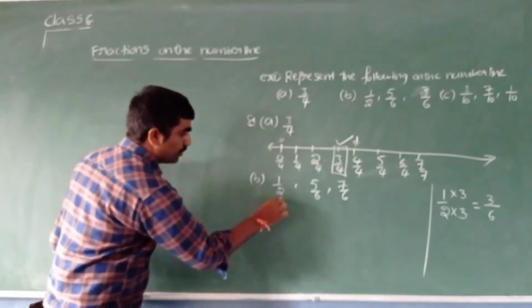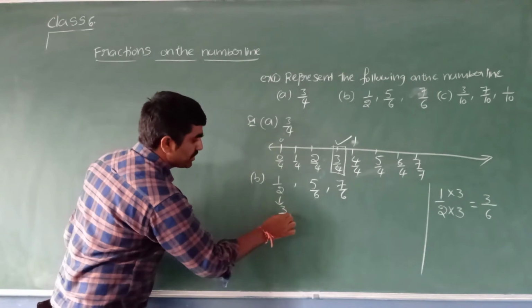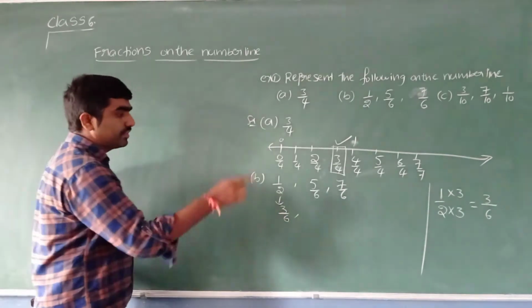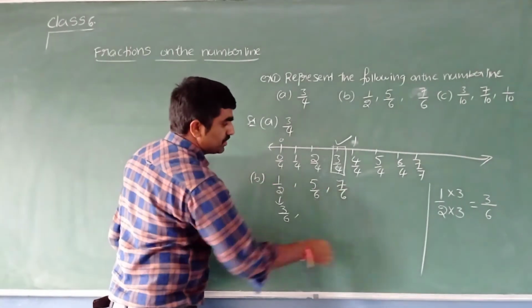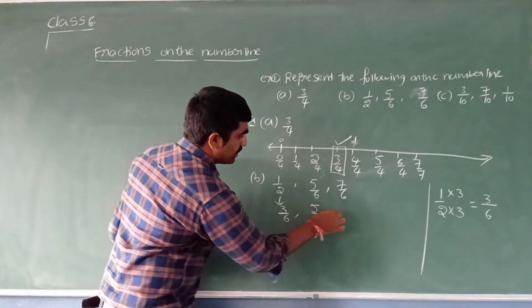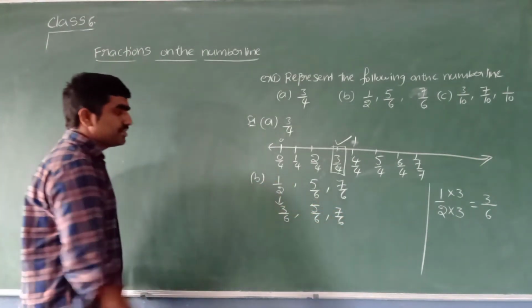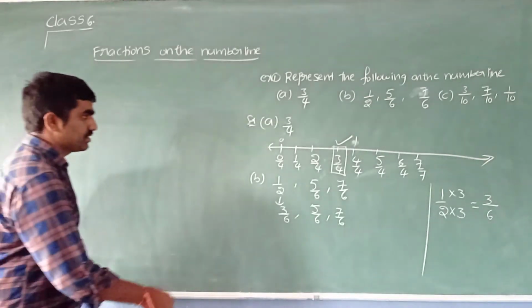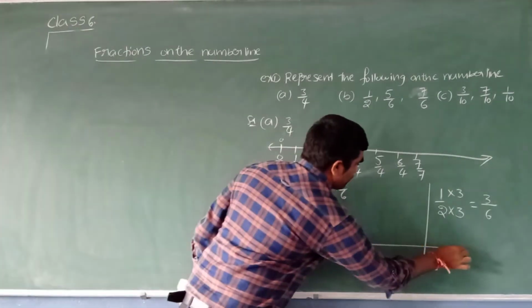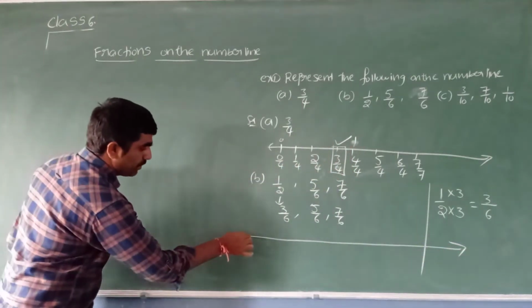Now in the place of 1 by 2, I am writing here 3 by 6. You know why I am writing here? To make like fractions. I multiplied with 3. So 3 by 6, 5 by 6, 7 by 6. I can see all the same denominators, like fractions, so that we can represent them on the same number line.